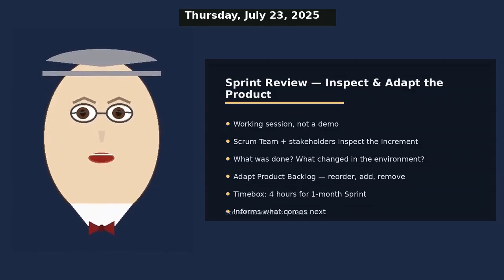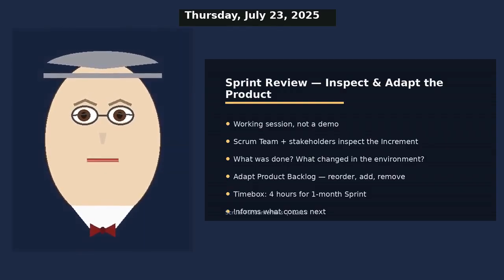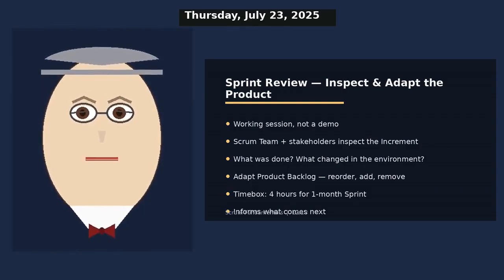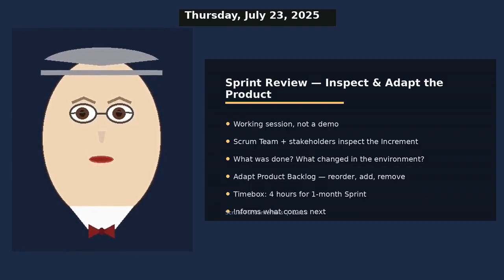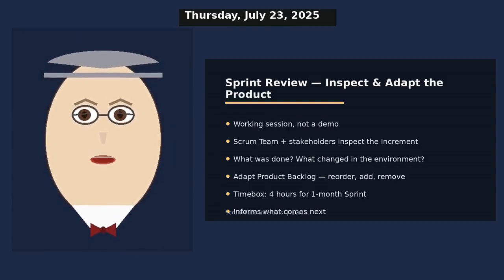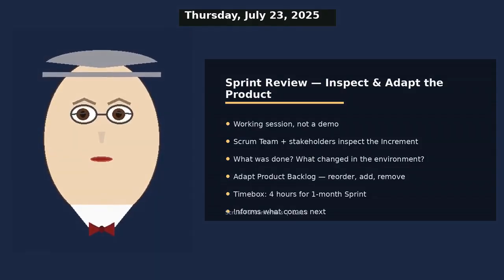The sprint review is a working session, not a demo. The Scrum team and stakeholders inspect the increment and adapt the product backlog. What was done? What changed in the environment? What should we do next? The product backlog may be reordered, new items added, or assumptions invalidated. The sprint review informs what comes next.